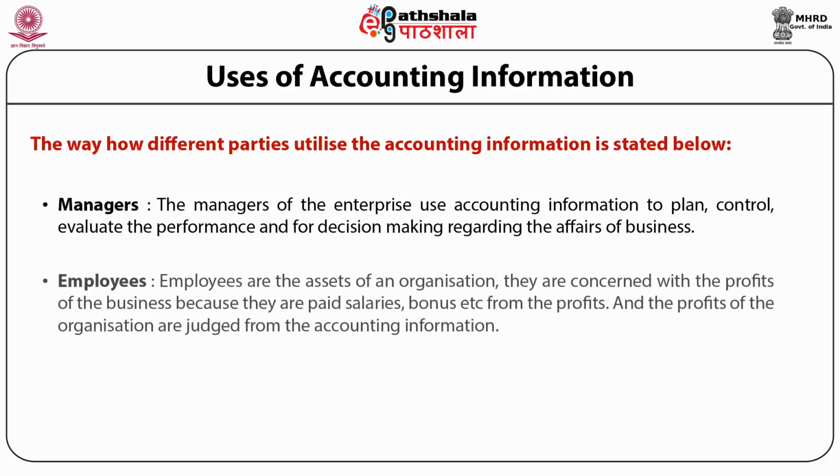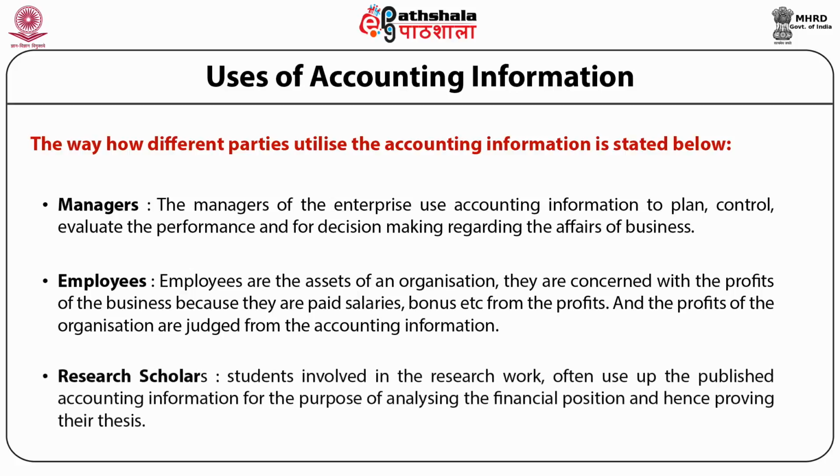Number six, employees. Employees are the assets of an organization. They are concerned with the profits of the business because they are paid salaries, bonus, etc. from the profits, and the profits of the organization are judged from the accounting information. Number seven, research scholars.